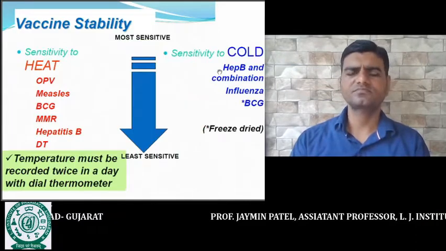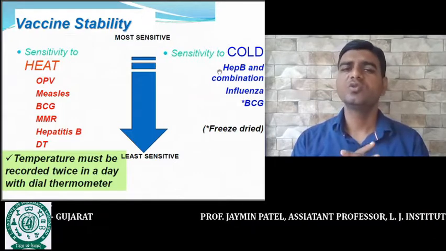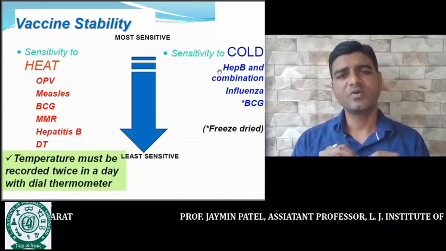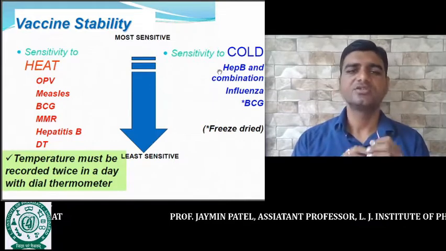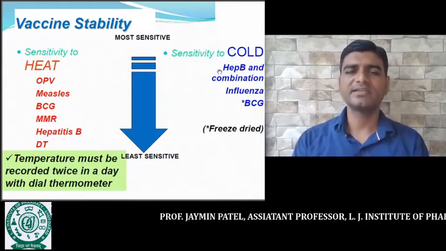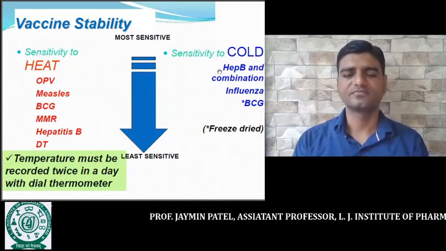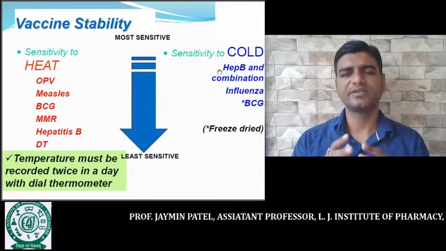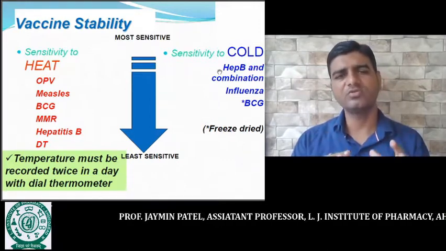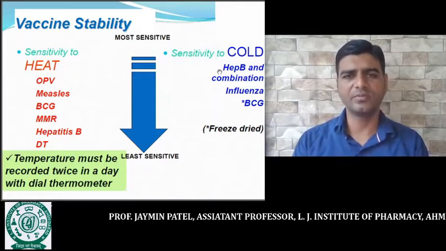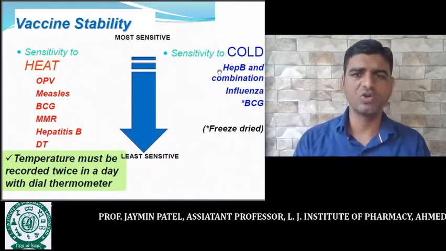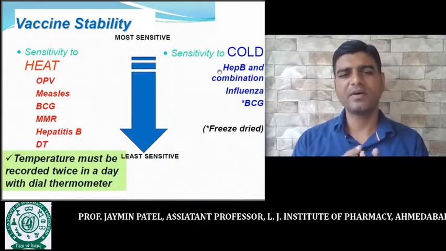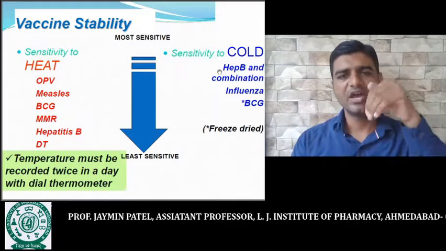Here, if we talk about stability, some of the vaccines are highly sensitive to heat, and some are less sensitive. Suppose we talk about the OPV, the oral polio vaccine. It is highly sensitive to temperature, so it should be stored at a very cool temperature, nearer to zero. So OPV is there, then measles, BCG, MMR, hepatitis B and DT. It is in descending order.